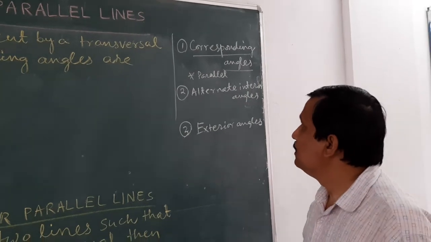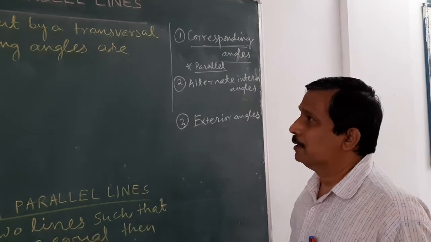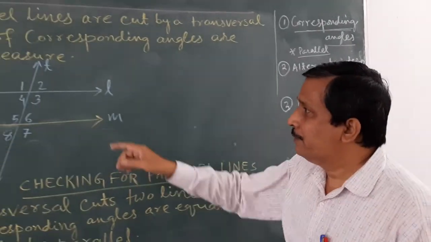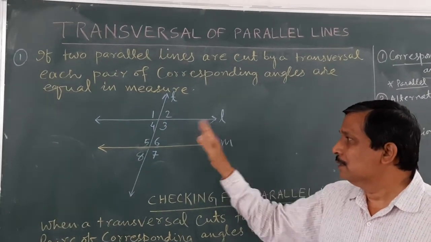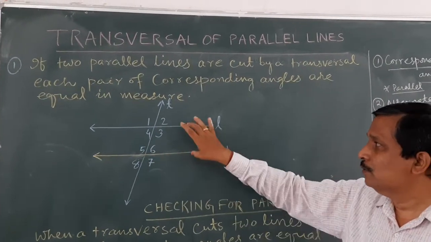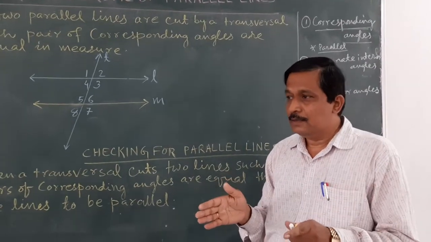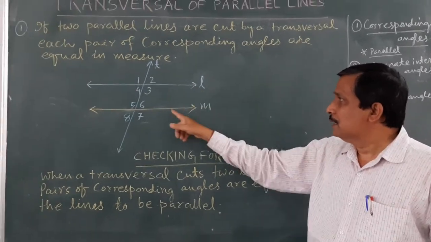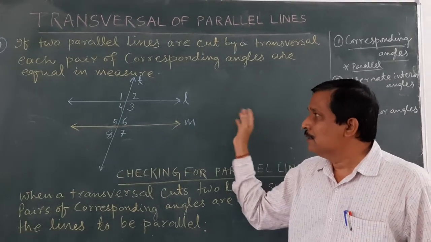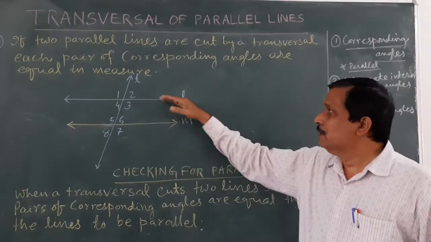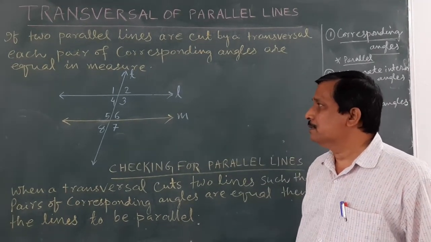How this, if the corresponding angles are equal, then how the two lines are parallel. So here we have taken two lines. One is L line, other is M line. These are the two parallel lines, just like our train lines. The two lines are parallel if you extend in both sides, in right side or in left side. They will not meet. So that they will be called as parallel lines.